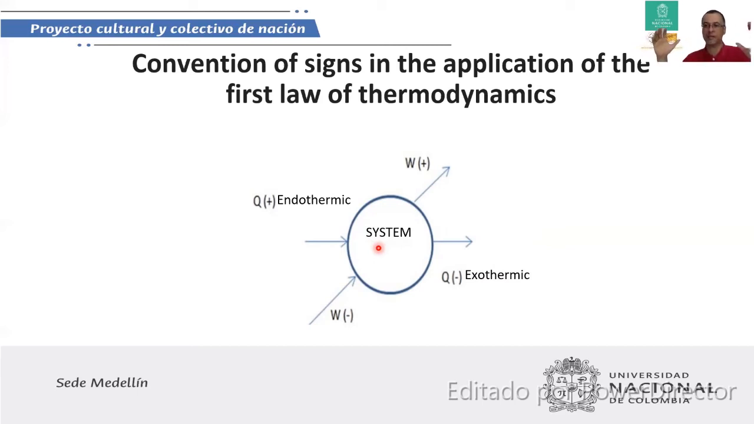When the system receives work, receives energy because the boundaries of the system move into itself, the system receives work, and this energy is negative. And when the system does work, the volume of the system is bigger, and in that sense, this transference is positive. This work is positive. It's a convention, but it's a definition.